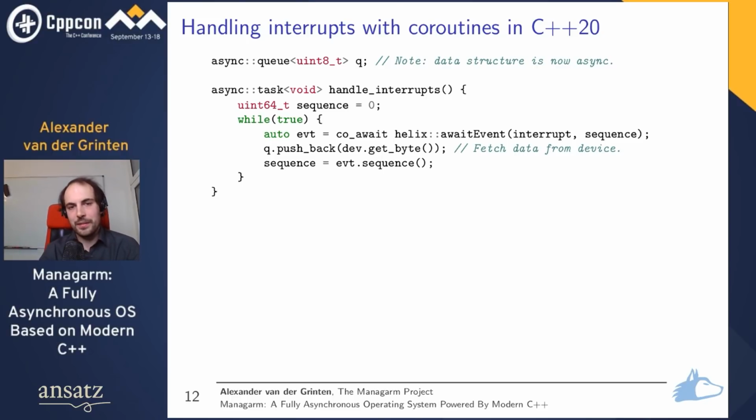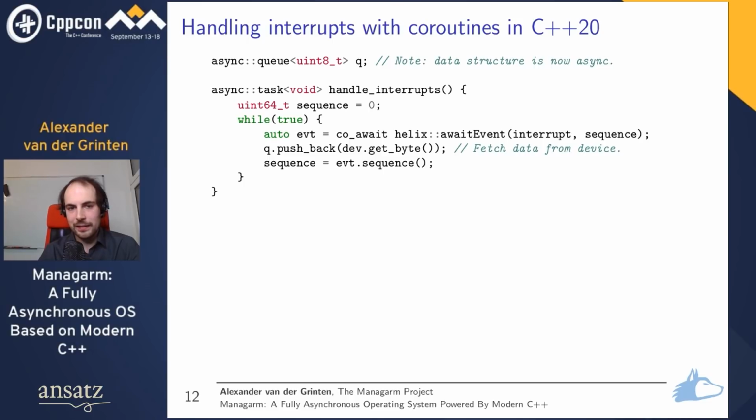And now this is more or less real code from Managarm. Our syscall API is called helix, so there's a function helix await event, and it just waits until an interrupt happens. When that indeed happens, then we get a byte like before and push it into our async queue.